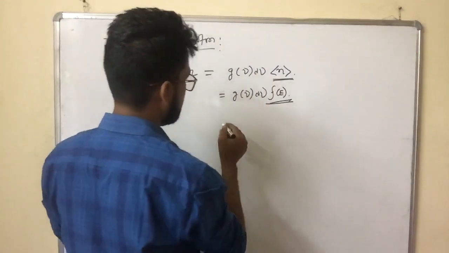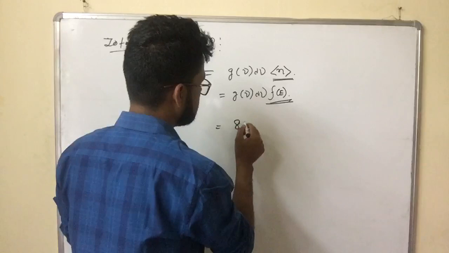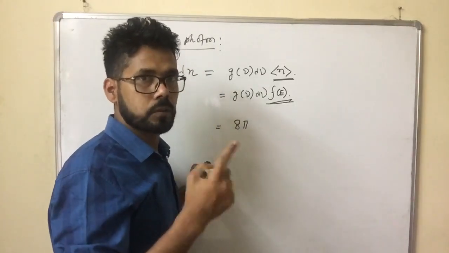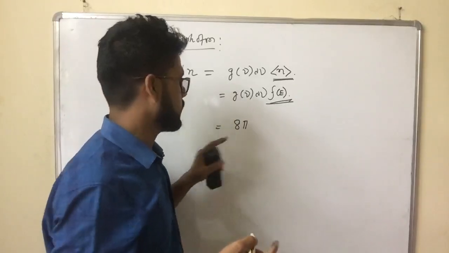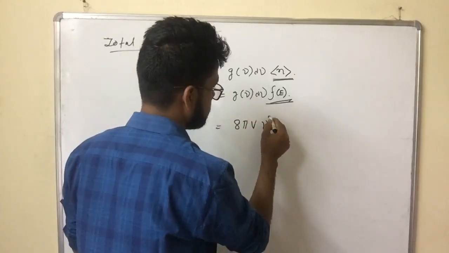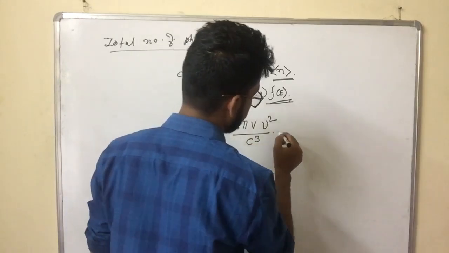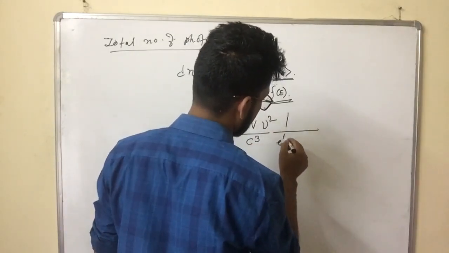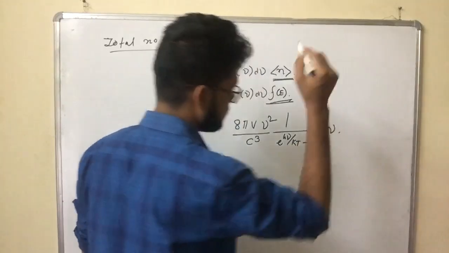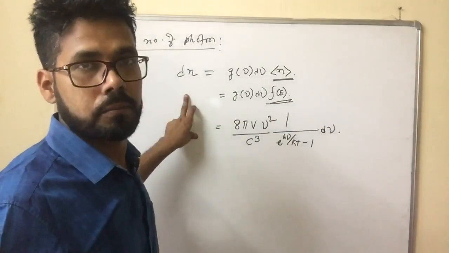So this is what I can replace. What is the formula? It is 8 pi nu squared by c cubed into 1 by e to the power h nu by kT minus 1, d nu. Why is it 8 pi? Originally it is 4 pi; 2 is multiplied because a photon has 2 states of polarization. That is why it is 8 pi. This is the total number of particles.